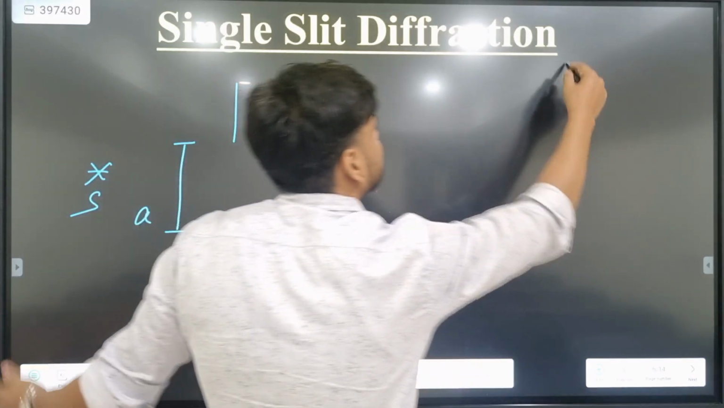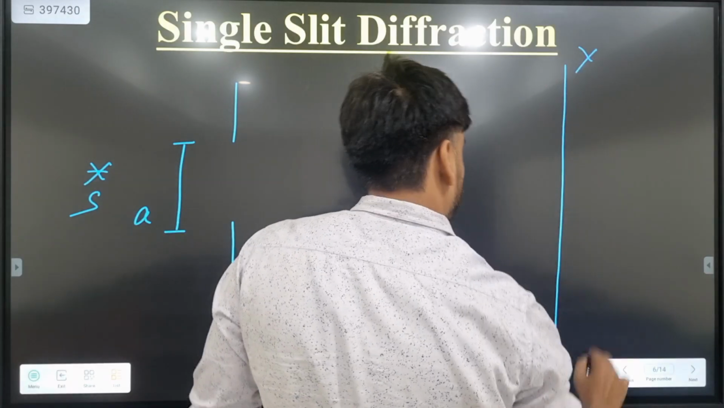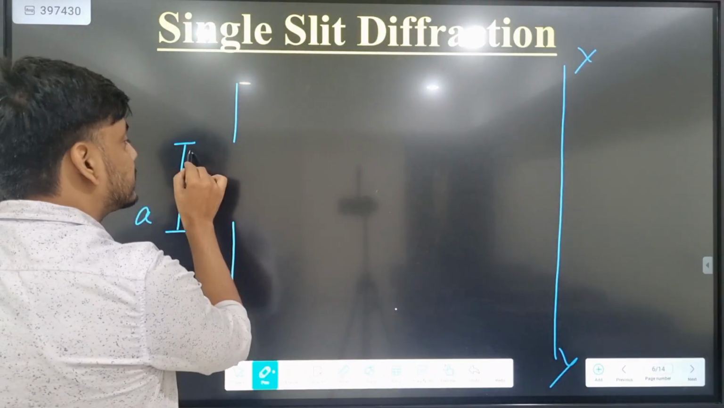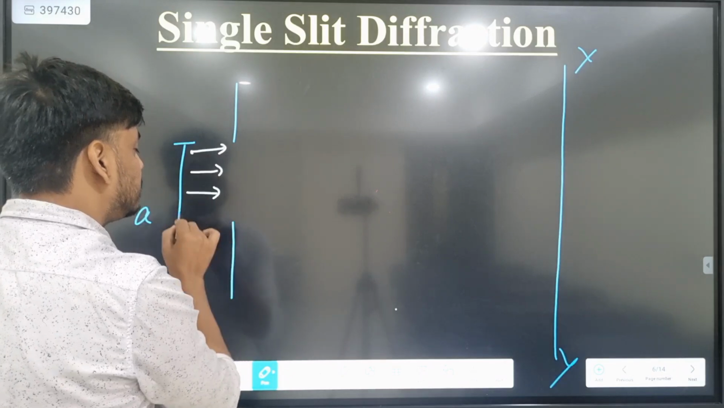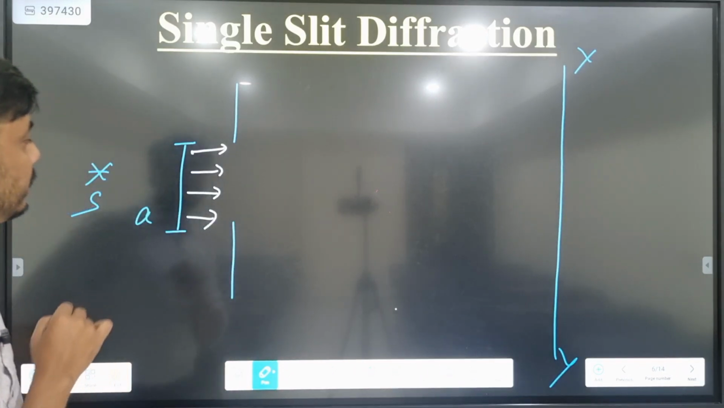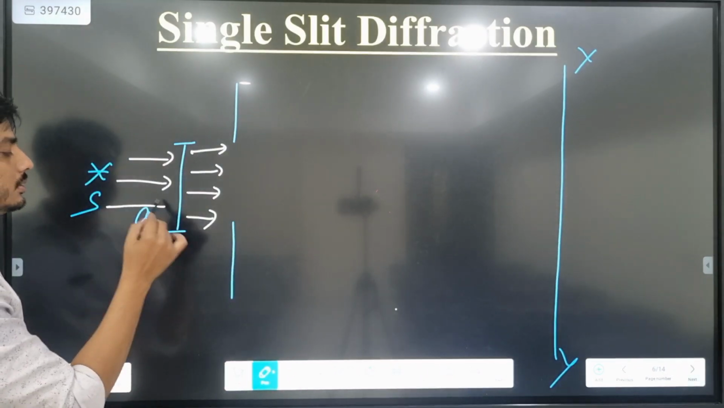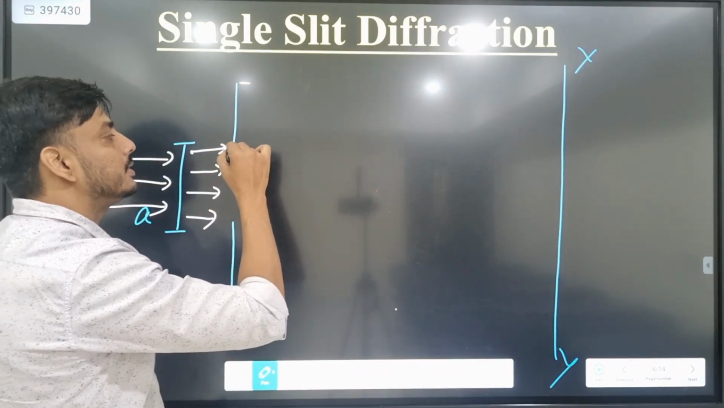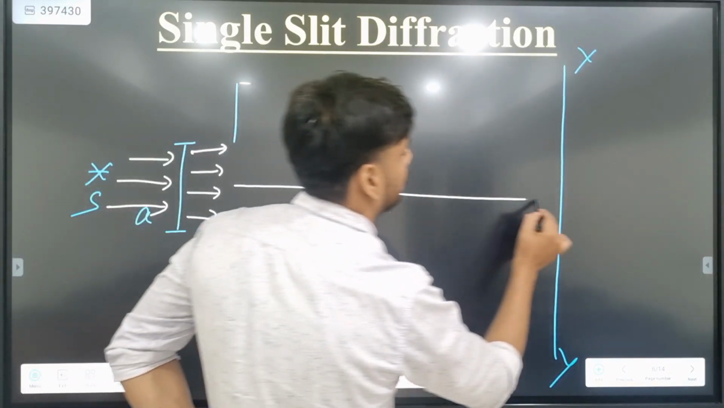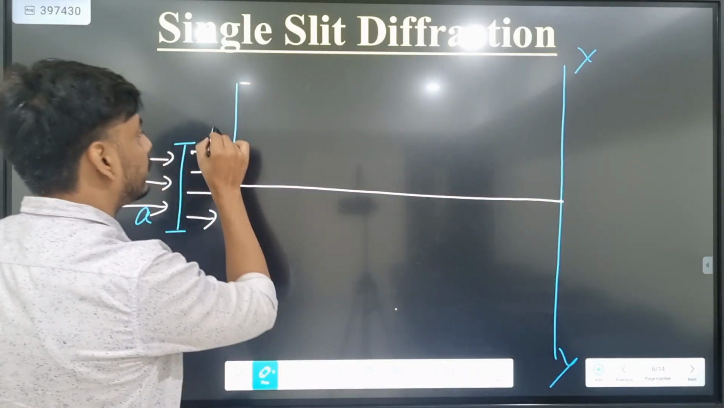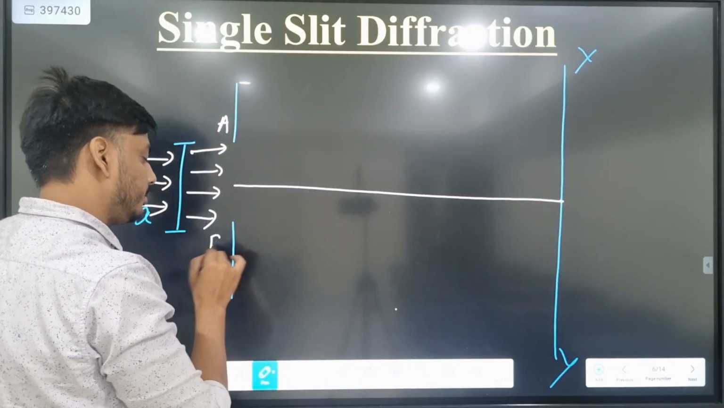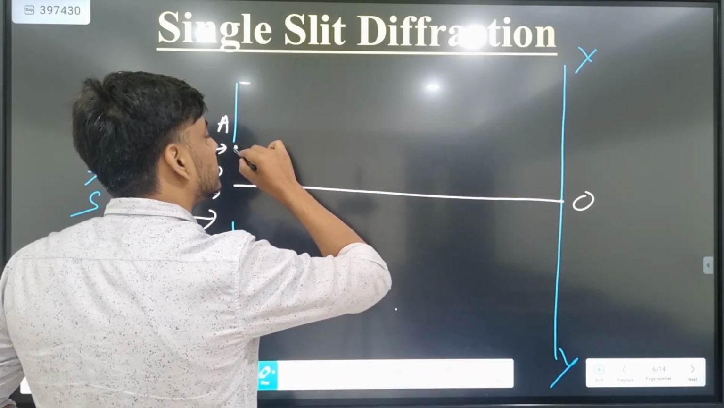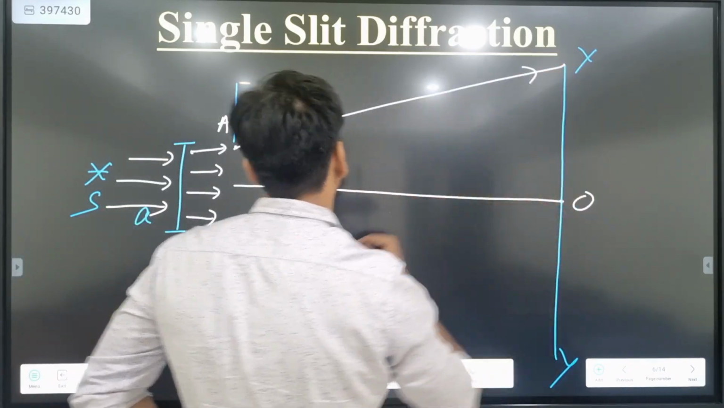Now one screen is present here. Any name you can give, say the XY screen. When rays of light start falling here, they will travel in a parallel way, because here you can see a straight line path. But due to the presence of this slit, they will start bending at the center. Let this be A, this be B, and this is the center point O. A part of the light will start bending.